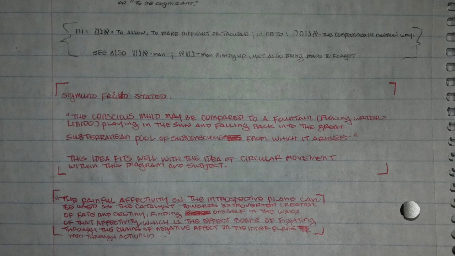So anyways, these are some other words that I wanted to throw in here as well, though, too, right? Aleph Nun Samek, Anes, means to allow, to make difficult or trouble, and then that is in respect to Anusha, which is the compression, or the compressed or narrow way. See also Anesh, man, Nasha, man rising up, yet also being made to forget. In this life, we've been made to forget what it is that is actually going on with us and around us. We've come here and really forgot what our purpose is, and forgot how to really live life.